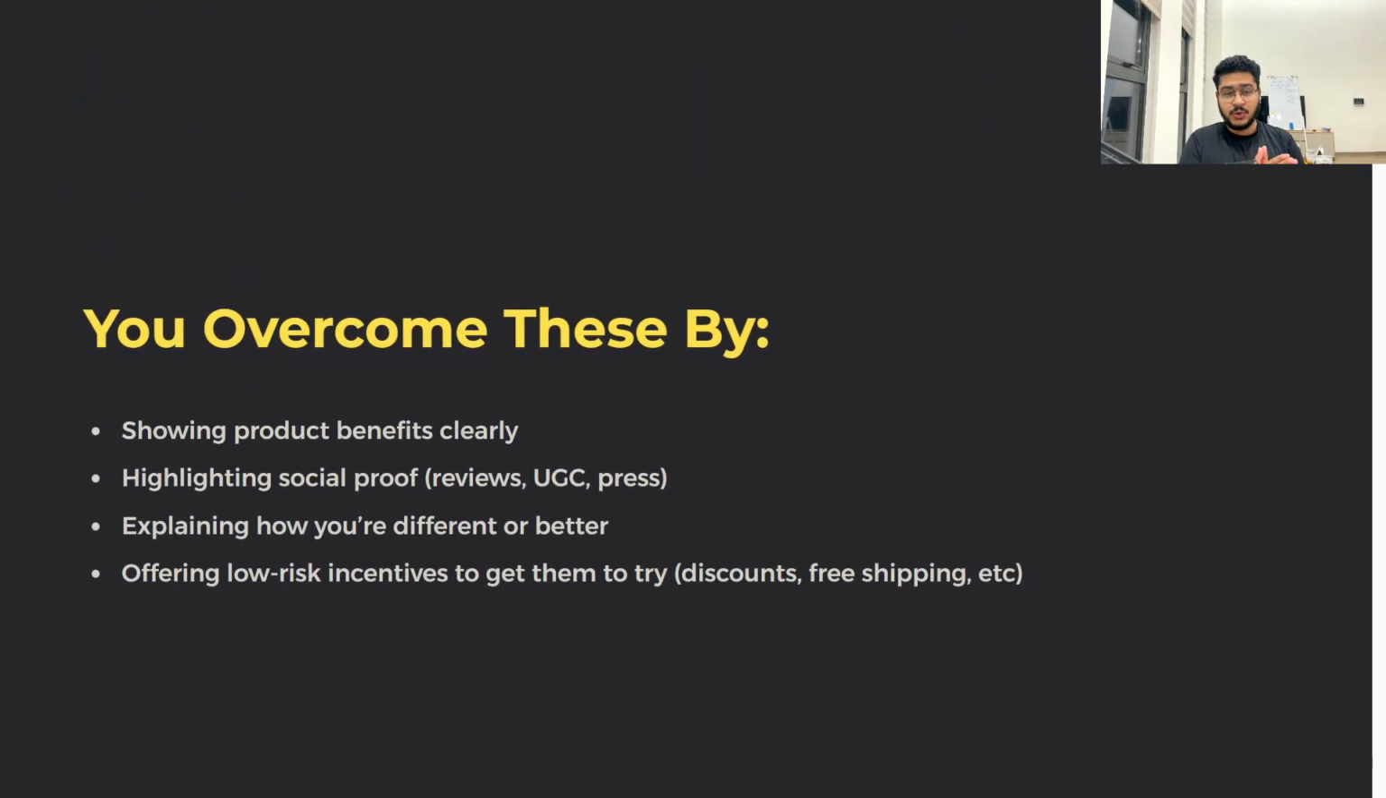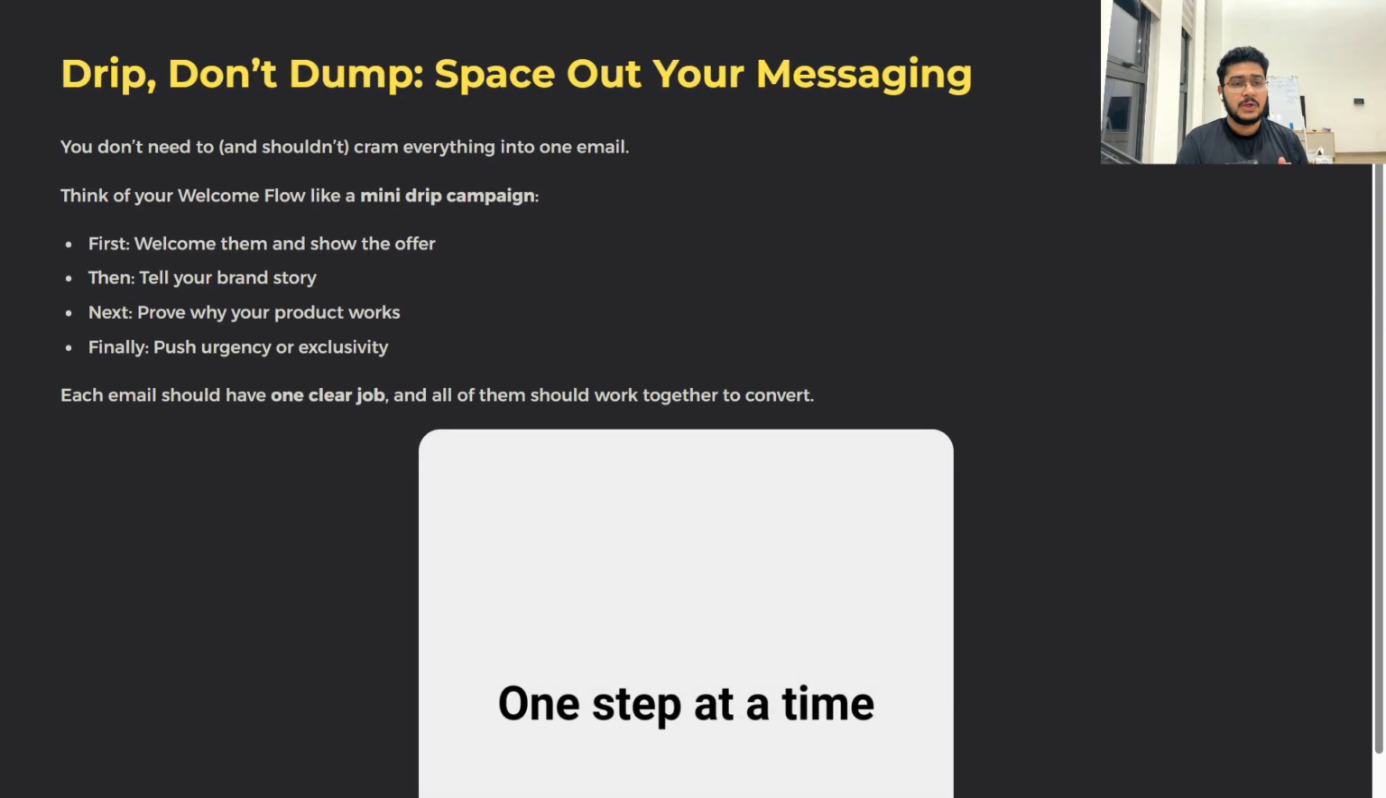So you overcome these by showing product benefits clearly. You highlight social proof, reviews, UGC content, your press mentions, and you explain how you're different or better than others by showing us versus them, clear comparisons, that hey, we don't use any artificial sugars, these people use artificial sugars. So you highlight whatever differentiates you from the rest of the market. You offer low risk incentives like discounts, free shipping, etc., to help them make the first purchase.